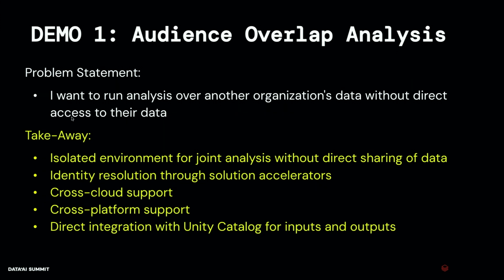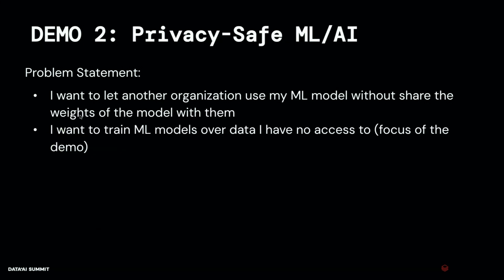And then cross-platform support. We can use Federation to bring in Snowflake tables, Redshift tables, any tables from anywhere that's outside of Databricks. So we're not a closed ecosystem here. And then we also have direct integration with Unity Catalog for inputs and outputs. Anything that's managed by Unity Catalog and supported by Delta Sharing, we can add into the clean room. And at the same time, to get results back out, we also use Delta Sharing from the clean room's metastore back to the collaborator's metastore. So now let's go over to the second demo.